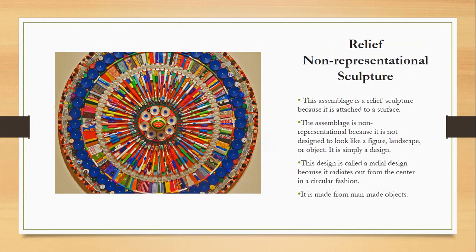This is a relief, non-representational sculpture. It is a relief sculpture because it is attached to a surface. You can see that the artist glued a bunch of different objects together to create a new design. It is non-representational because it is not meant to look like another object. This is an abstract design, and it is a radial design because it is arranged in a circular fashion. If you look really closely, you can see toothbrushes, buttons, and other household items that the artist used to create the assemblage.